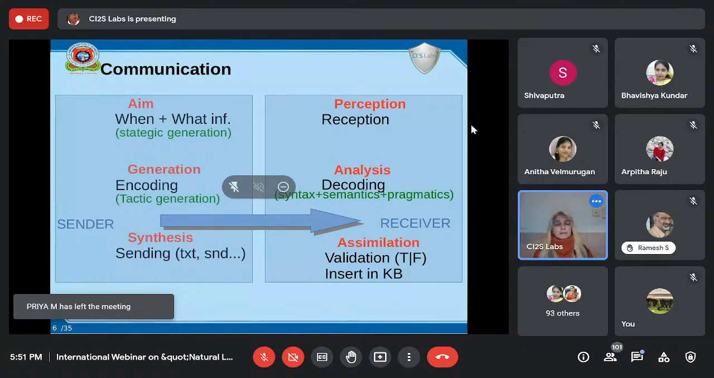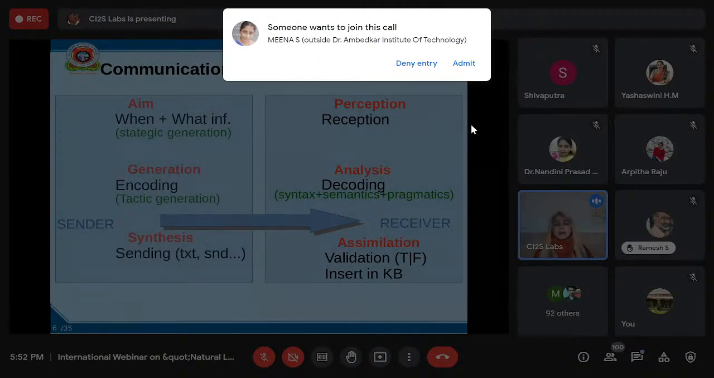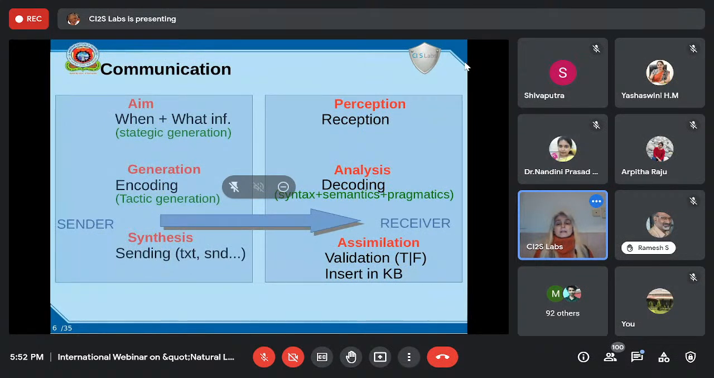Then the first step is the opposite of the synthesis. That is the perception. You have to receive the sound, read the text, or watch a symbol, and this is the reception. Afterward, you have to decode using the same grammar, the same decoding steps. Usually, this grammar is involved with some syntax, some semantics, and a pragmatics level. All of these we will see later.